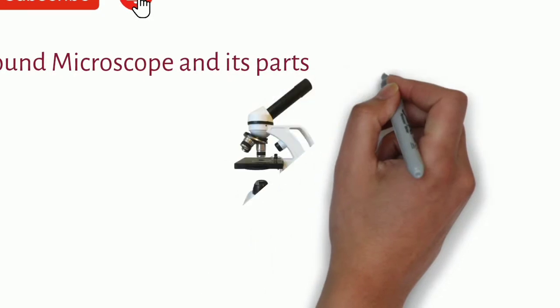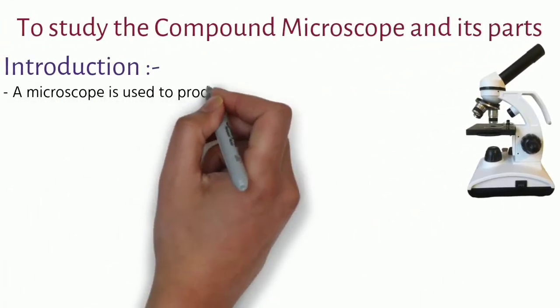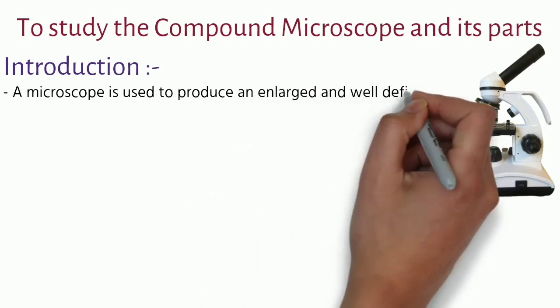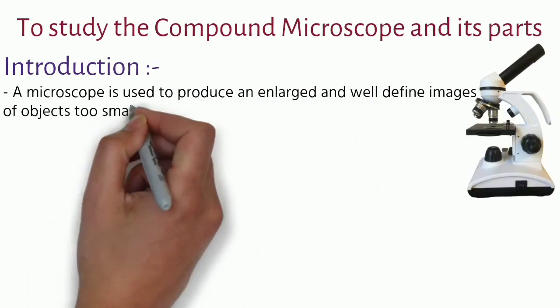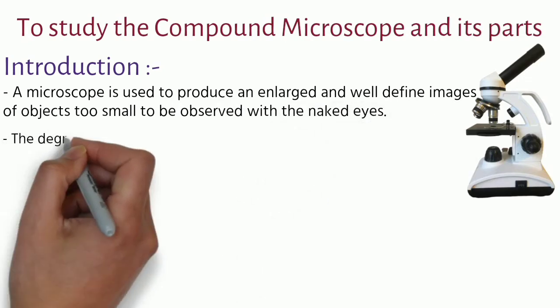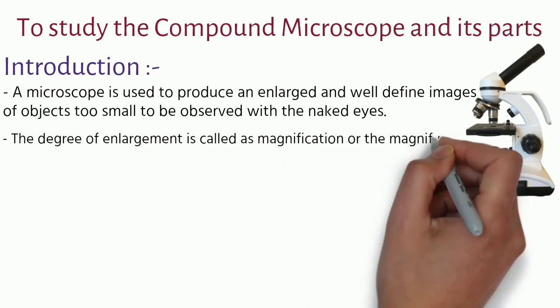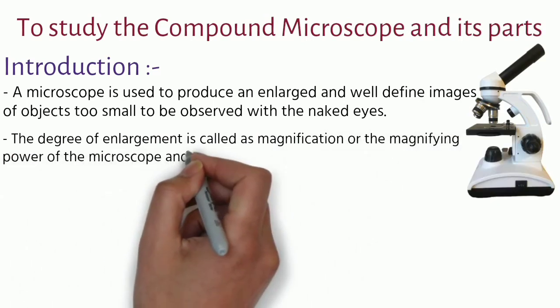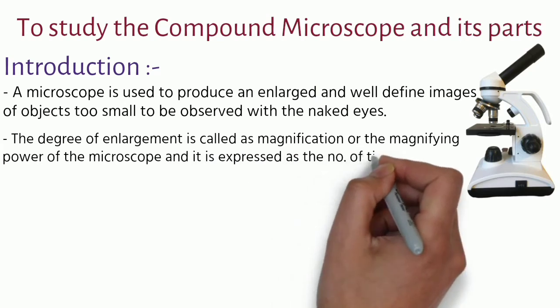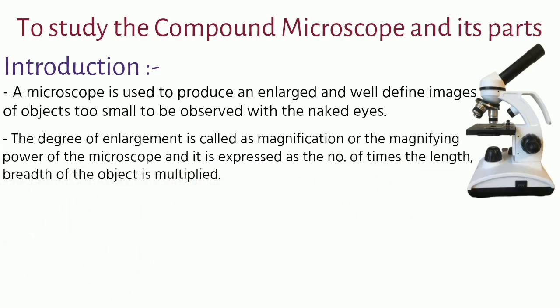This is our microscope, the compound microscope. A microscope is used to produce an enlarged and well defined image of objects too small to be observed with the naked eye. The degree of enlargement is called magnification or the magnifying power of the microscope, and it is expressed as the number of times the length and breadth of the object is multiplied.